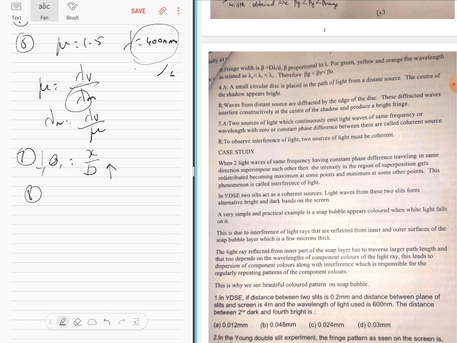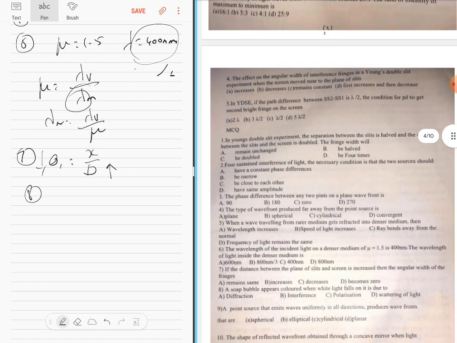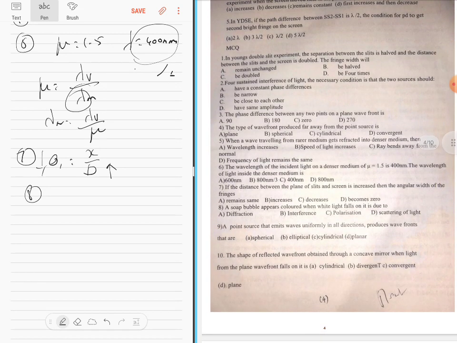So scattering of the light along with interference is responsible for the regularly repeated patterns. For the repeated patterns, interference is responsible, but otherwise scattering only is responsible. So I would write scattering of light. If you disagree with me, you can argue with me in the class.